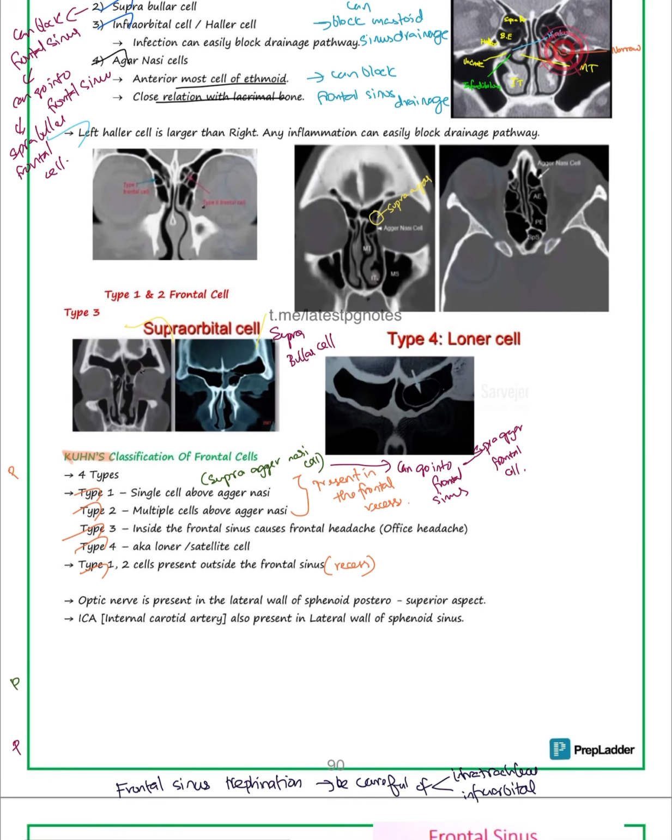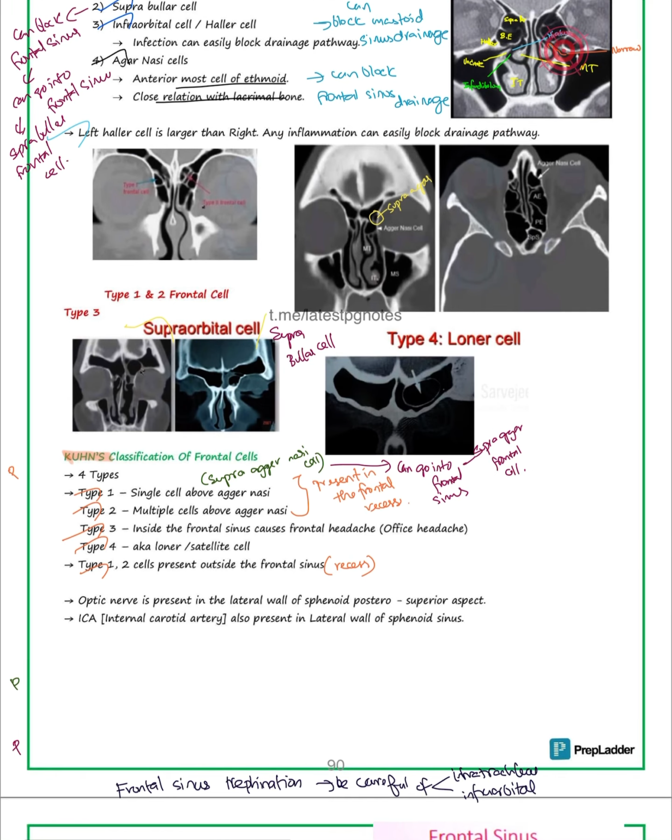Then type 4, the frontal bullar or satellite cells. Types 1 and 2 are present outside the sinus, whereas the other cells are present inside the frontal sinus. The optic nerve is present in the posterior superior aspect of the sphenoid, laterally. Then the ICA is also present in the lateral wall of the sphenoid sinus. These are the characteristics of the sphenoid sinus.